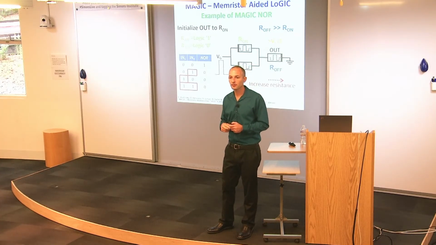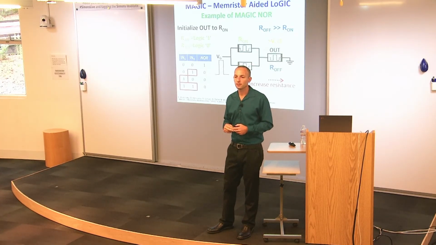If you have, let's say, a 0 and a 1 here, how do you make sure that the value of the memristor on the left doesn't change when you're executing this?